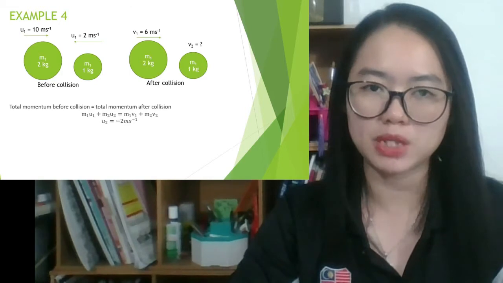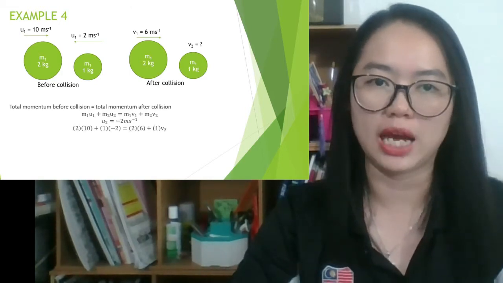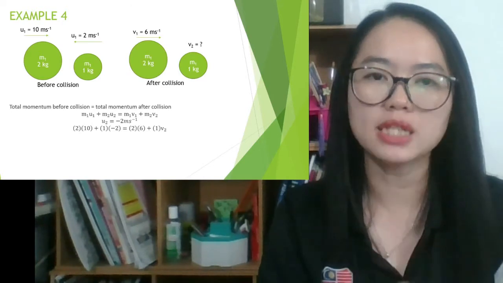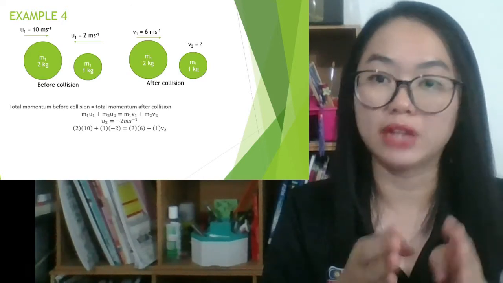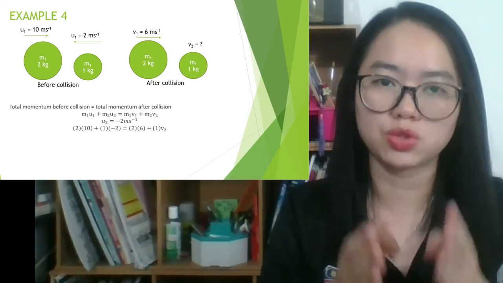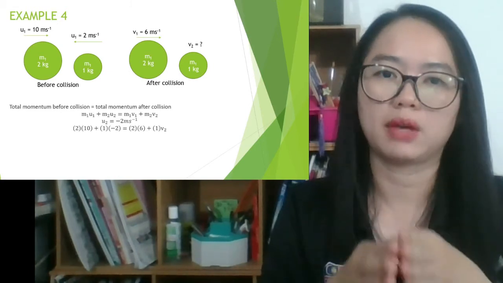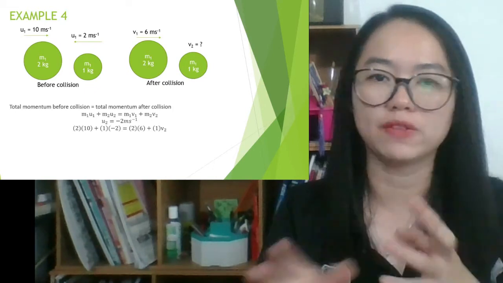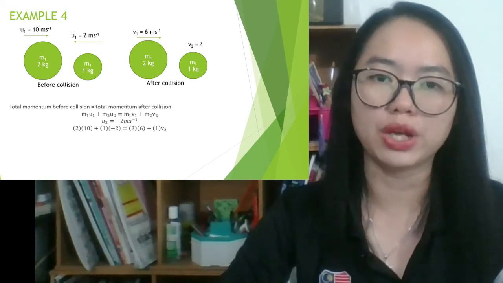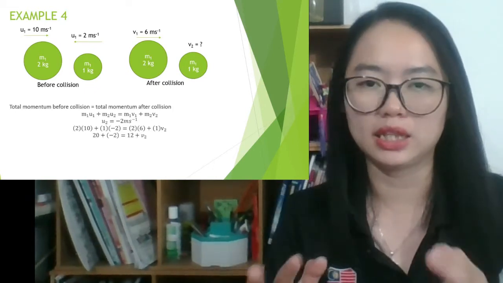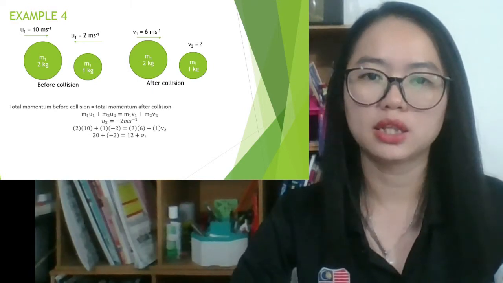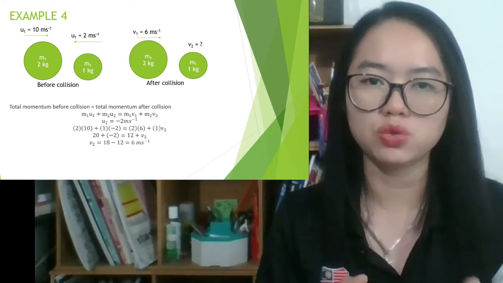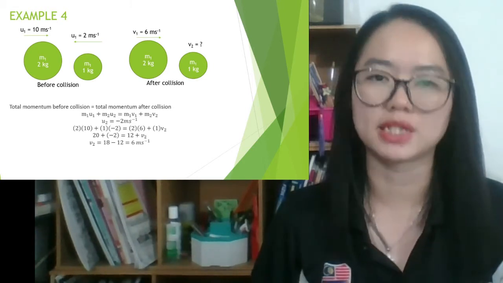Then I just substitute whatever information I have. Mass 1, 2 kg multiplied by 10, plus 1 kg multiplied by -2, is equal to 2 times 6 meters per second, plus 1 times v2, so that I can find v2. Again, I rearrange the formula and then I'll get v2 = 18 - 2 = 6 meters per second.